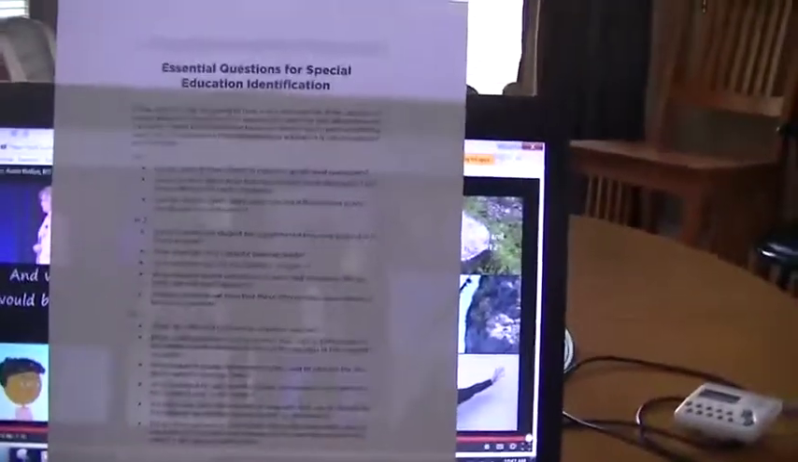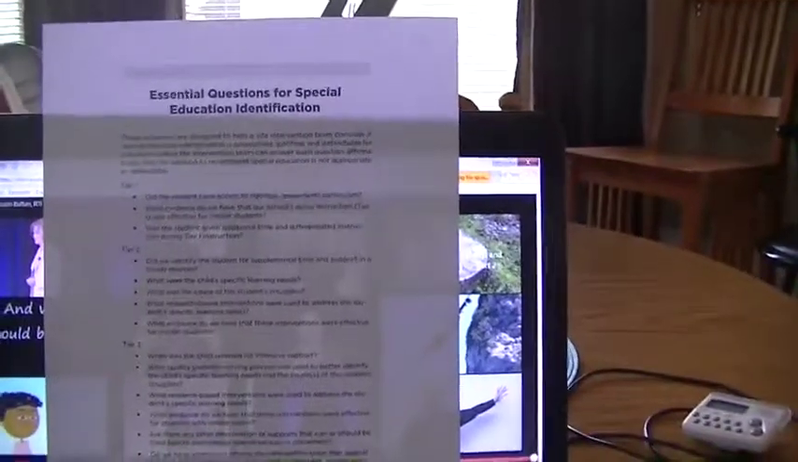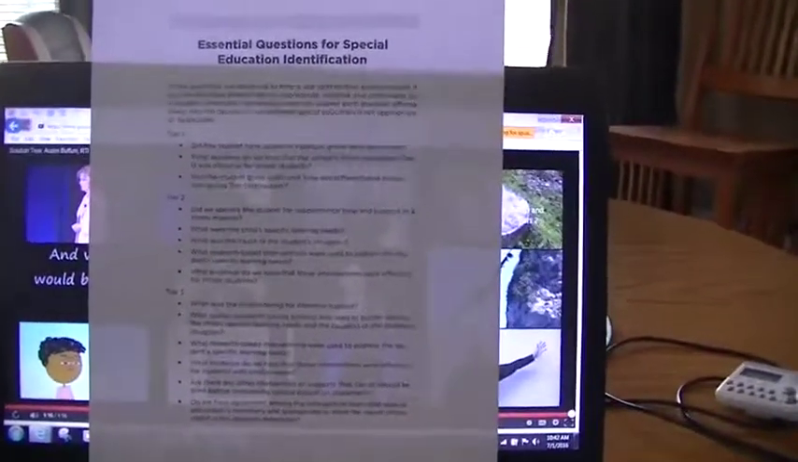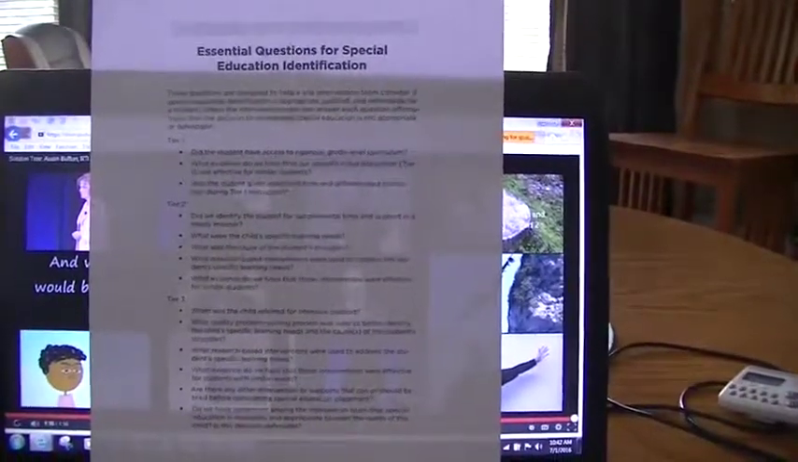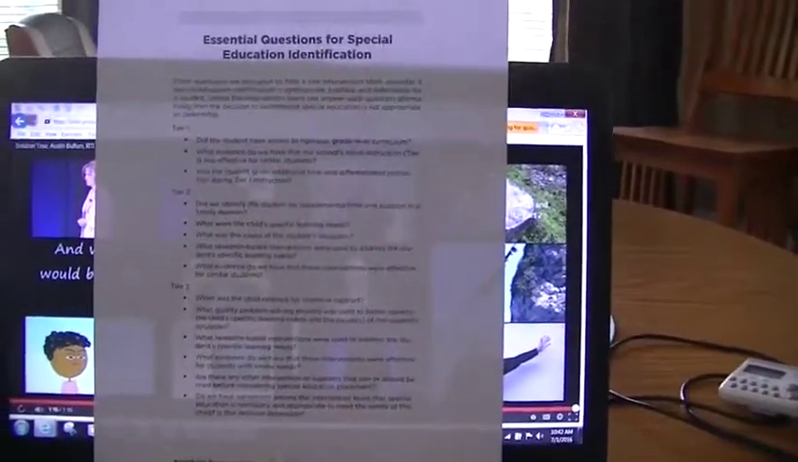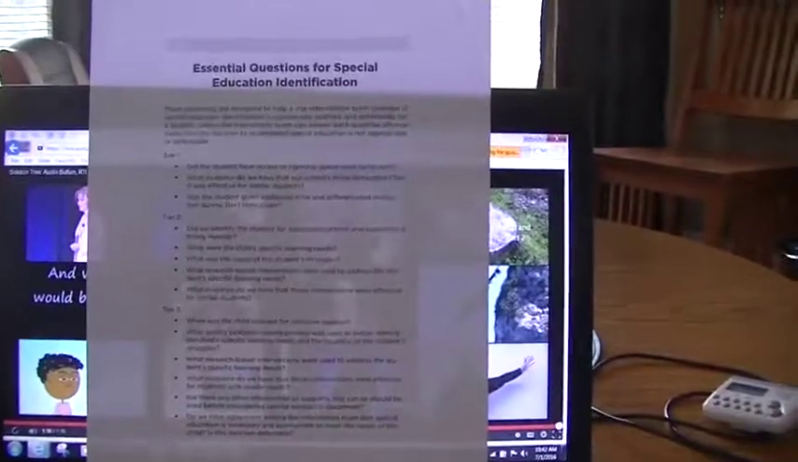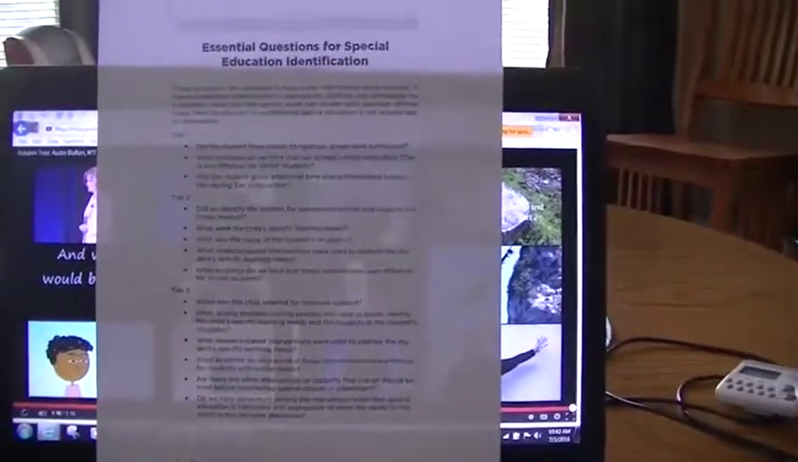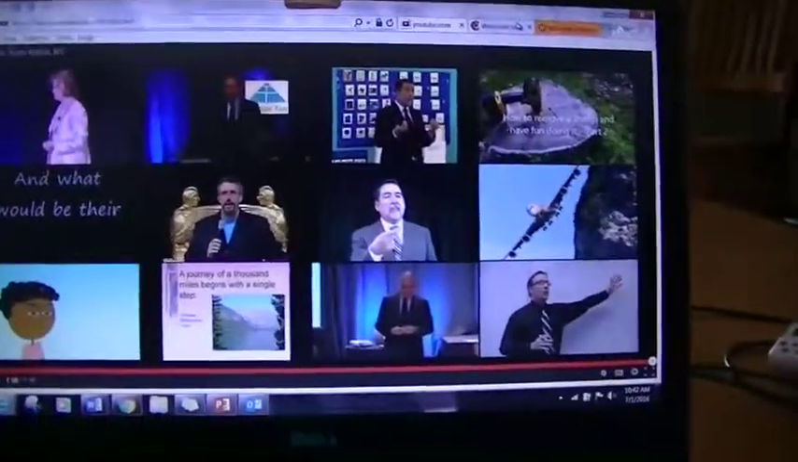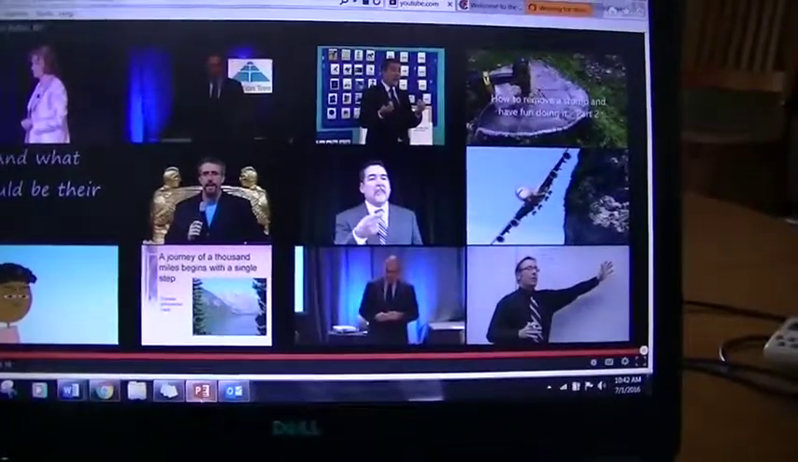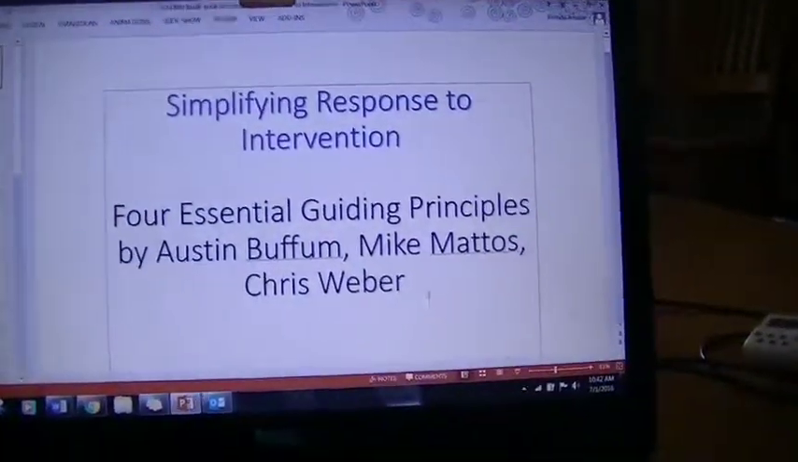And then the last one, I just kind of like this page because it's essential questions for special education identification. And what we really want to talk about is how this is not just used for identifying students for special education. It is for identifying any student that needs help in any area. I think that's what people get confused with on RTI, is that it's only used for special ed, and it is not. Now I'm going to go to my PowerPoint, and I will go through each of the slides in that.